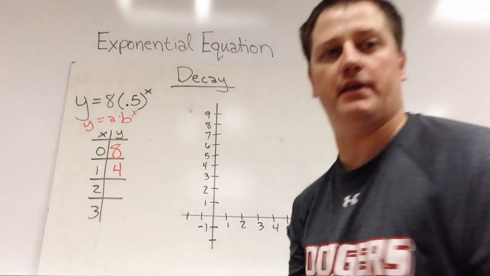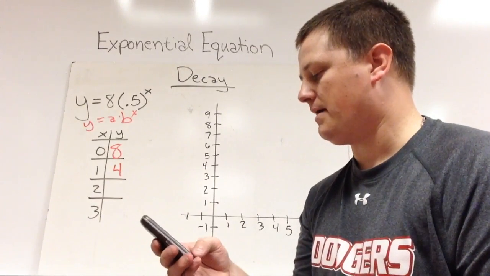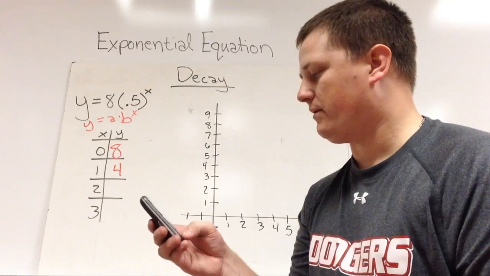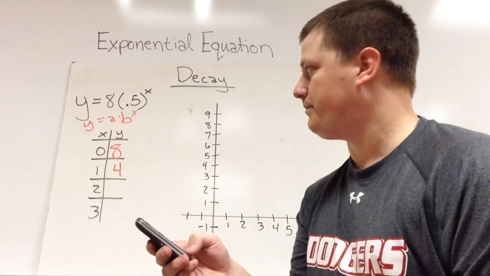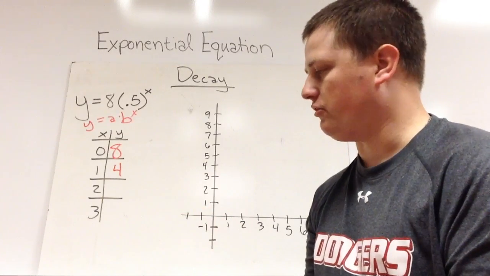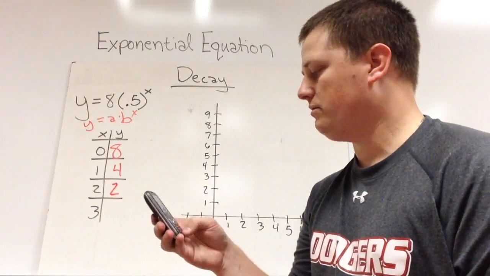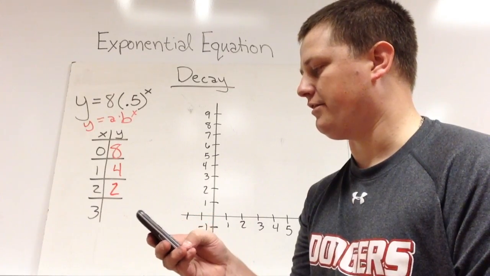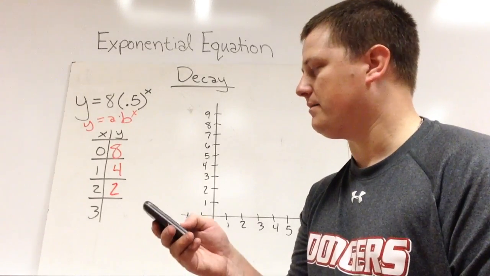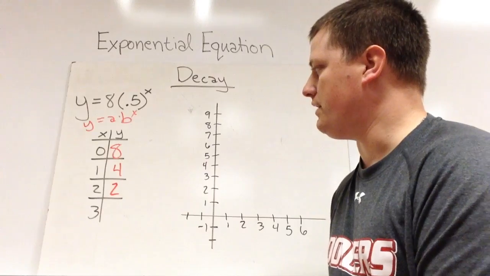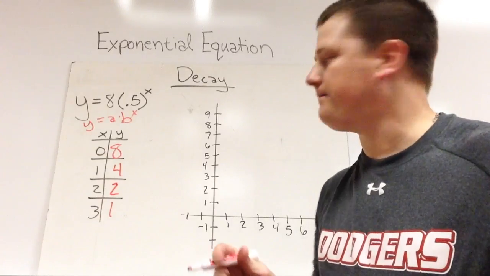Okay, now I'm going to need my calculator to do the rest here. So I've got to do 0.5 to the power of 2, or 0.5 times 0.5, which gives me 0.25. I'm going to multiply that by 8. I'm going to get 2. So I've got 8, 4, 2. Now I'm going to go 0.5 to the third power, which gives me 0.125. I'm going to multiply that by 8. I'm going to get 1. So now I'm going to graph that and see what a decay looks like.